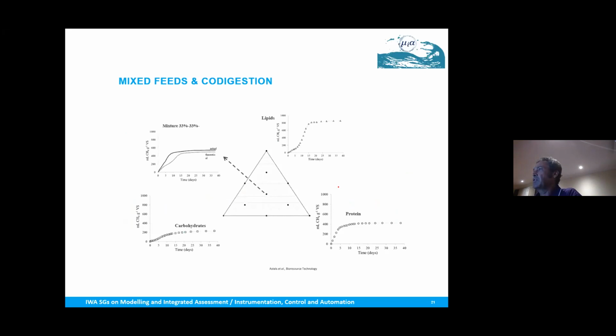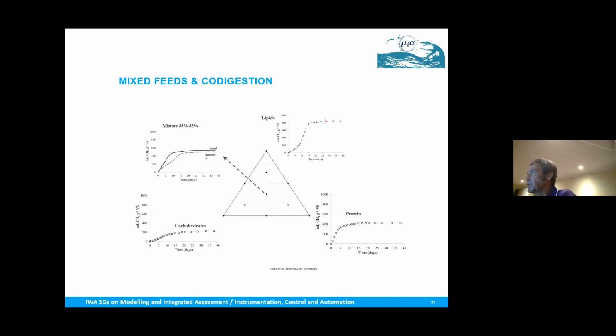So the other area that's emerged has been co-digestion. And this is just a bit of work from Sergei Stals that he did when he was at UQ. He looked at basically if I co-digest lipids with sludge, and protein with sludge, and carbohydrates with sludge, I then get these response curves.